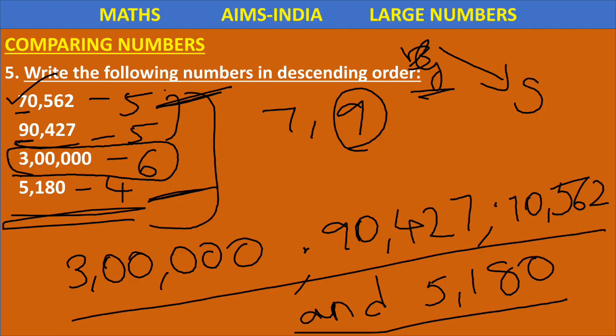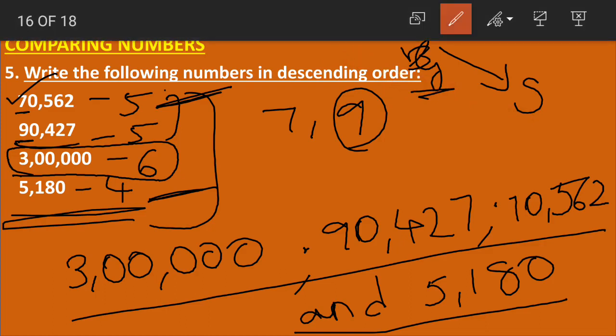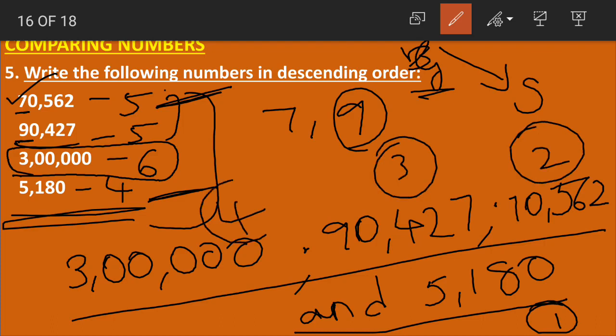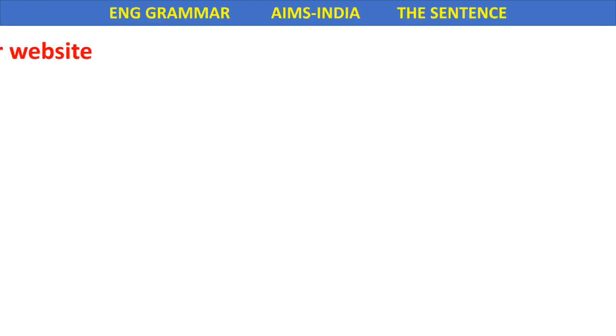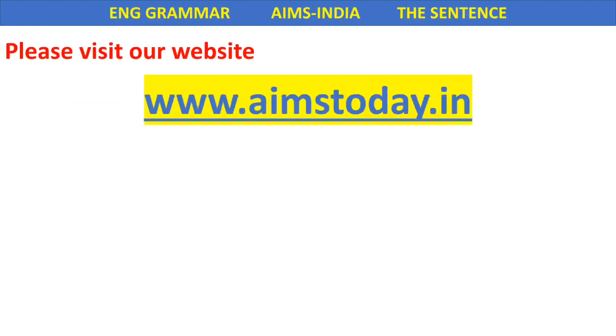Understood, children? Descending order means writing from big to small. Now if the same question is asked to write in ascending order, what should you do? You should write 5,180 in the first place, then this in the second, then this in the third, and 3 lakhs in the last place. The reverse of descending order will be the ascending order. Hope you have understood what we have learned today. This is all for today's class.